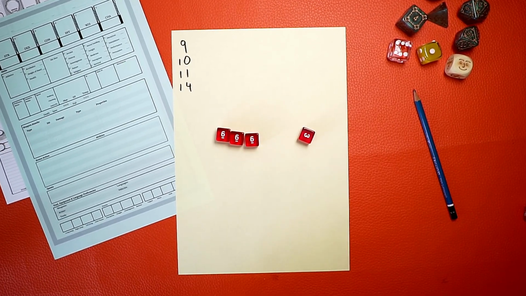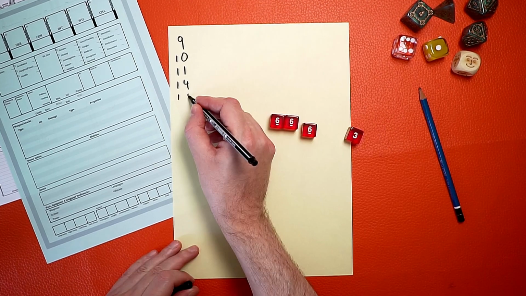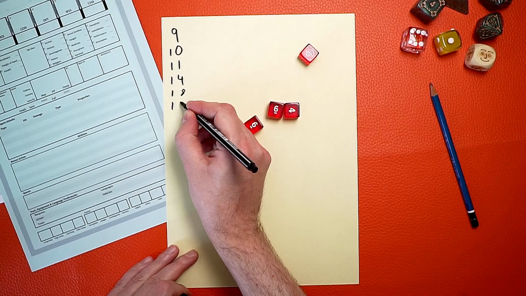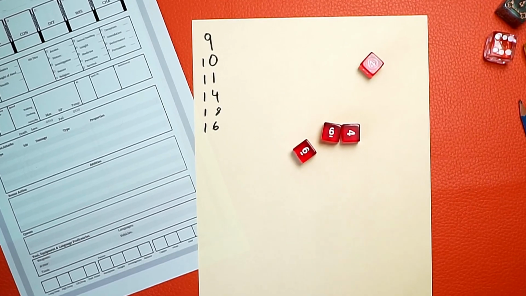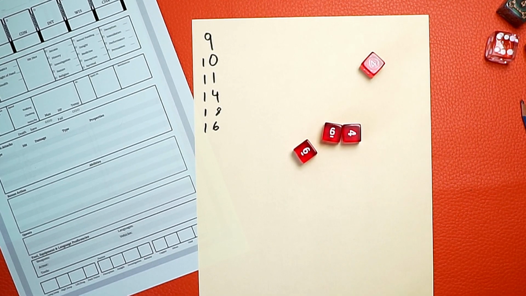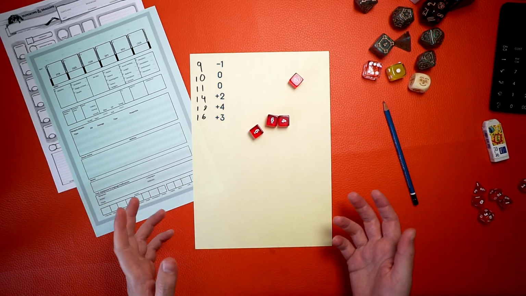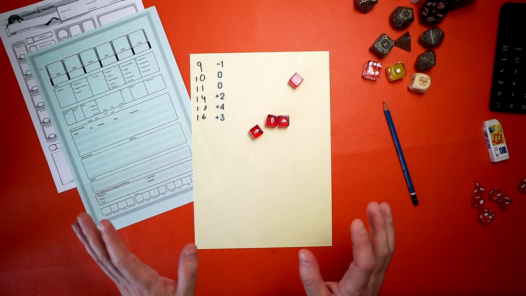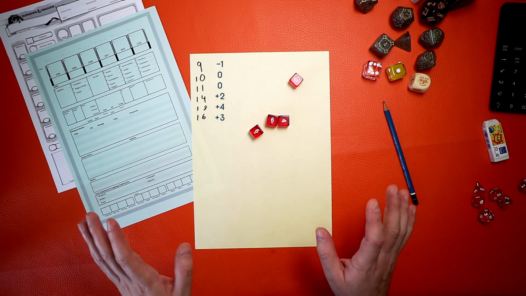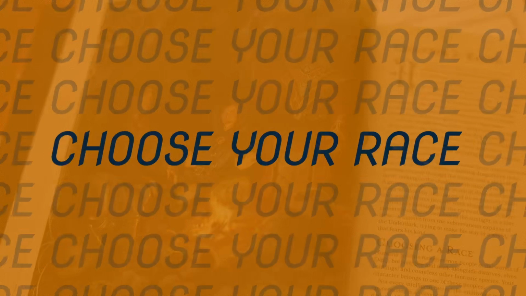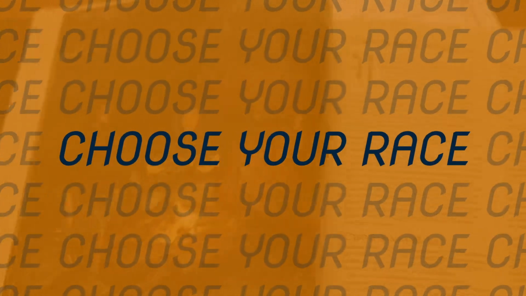Okay, I think this is the best possible outcome you could hope for. There you have it, a 9, a 10, an 11, a 14, an 18, and a 16. That is not too shabby, and I would argue this is on the stronger side. We will have 1 negative modifier as of right now, but I'm pretty sure we can move numbers around to be above average, let's say that. And the next step to figure this out is gonna be choosing our race.